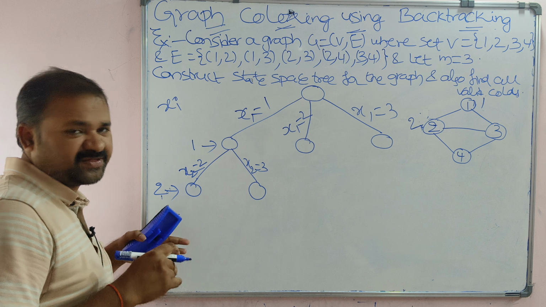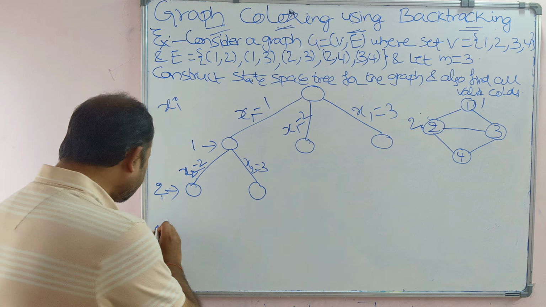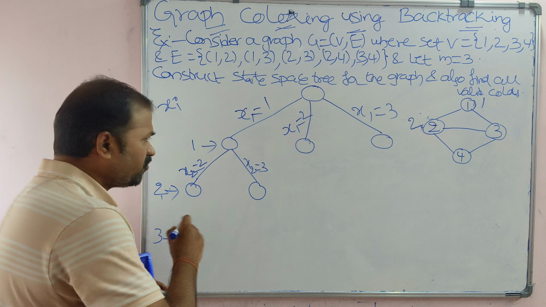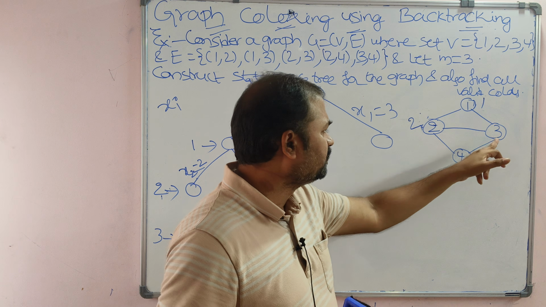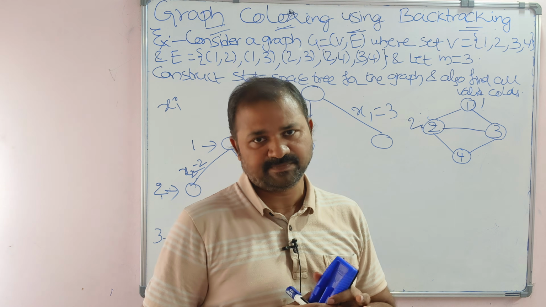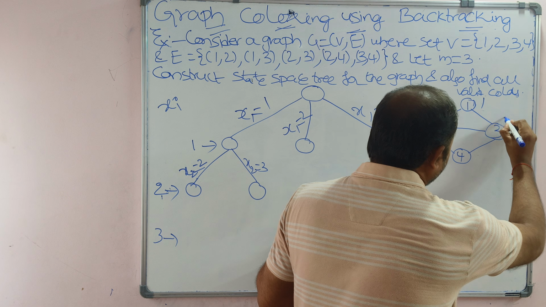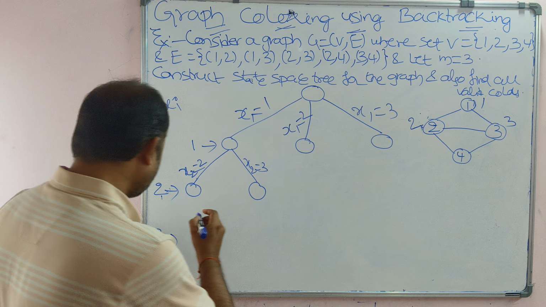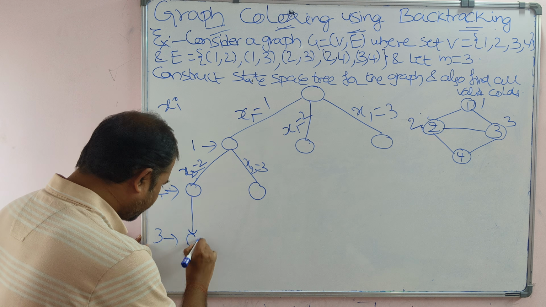Let us explore this path first. Then let us focus on the third vertex. We can't use color 1 or color 2 for coloring vertex 3. Why? Because these two are adjacent to the third vertex. So we can use color 3. So for coloring the third vertex, use color 3.